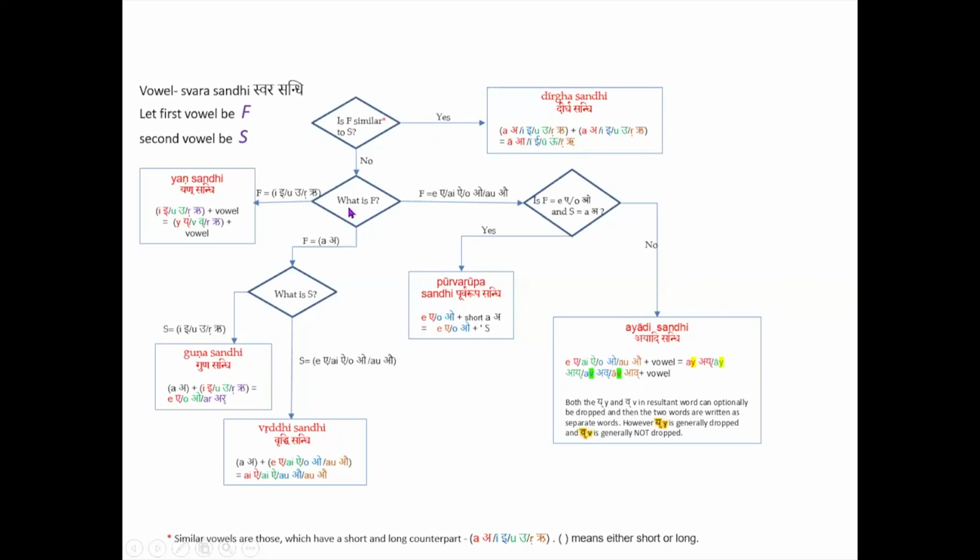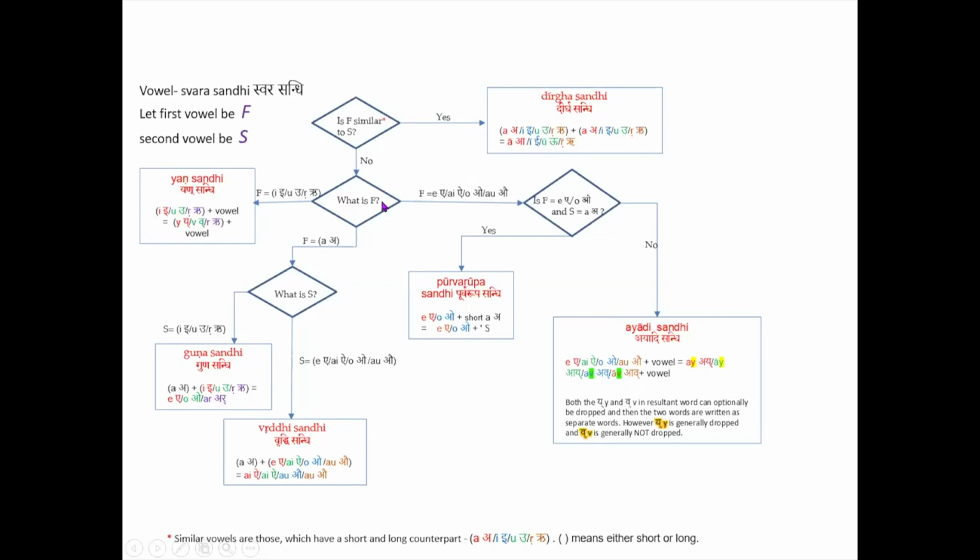If the F is not similar to S, that means first vowel is not similar to second vowel, then we have to see what is the first vowel. So there are three possibilities. First vowel is Akara or Akara. First vowel is Ikara, Ukara, or Rukara. Or first vowel is the remaining ones, that is E, Ai, O, Au. So if it is Ikara, Ukara, Rukara, it becomes Yan Sandhi. They correspondingly change to Yakara, Vakara, Rakara.